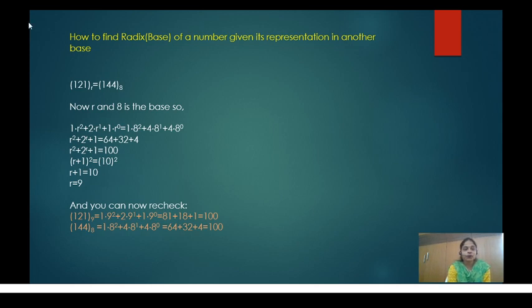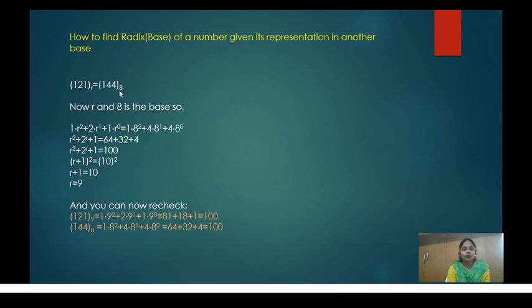This is an example of how to find the radix or base of a number given its representation in another base. Here they have given the number 121 in base R, and 144 in base 8. You have to find the R value. What are the bases here? R and 8. So how to convert it into decimal? For any number to decimal, you find the column number and multiply with the digit. So R power 0 into 1 plus R power 1 into 2 plus R square into 1.